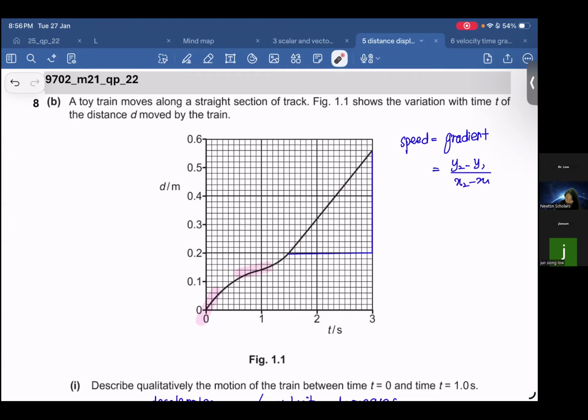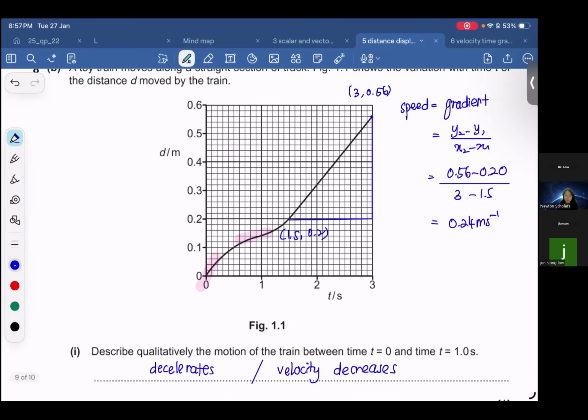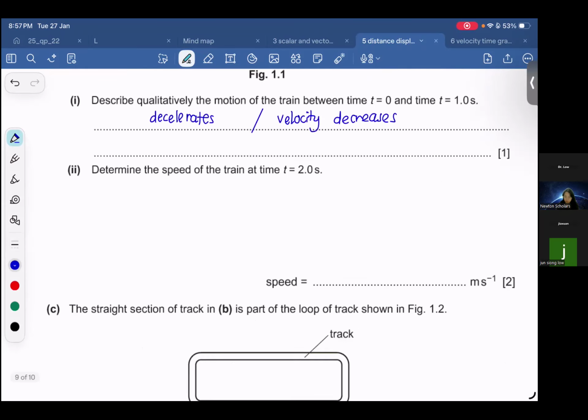So here, the point that I use is 3, then 0.56. So here is 1.5. Then this is 0 minus 0.20 divided by 1.5, our answer should be 0.24 meter per second. This is speed. For this, they test on you. Do you know how to find the speed from the graph? Okay, so this answer. Okay, we can proceed here.